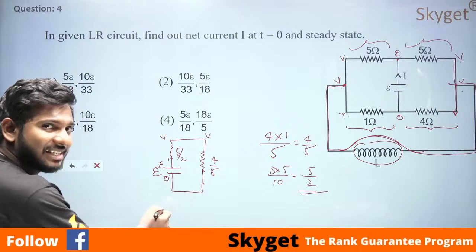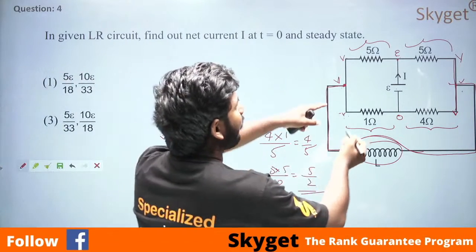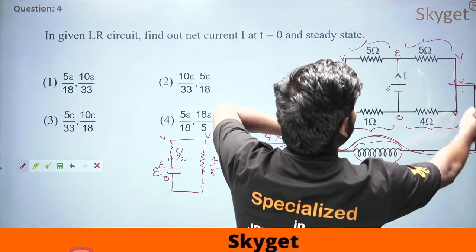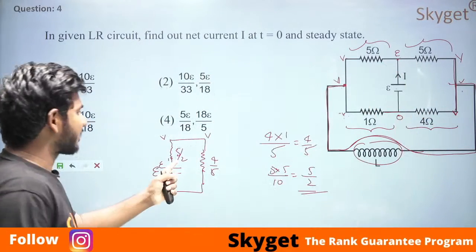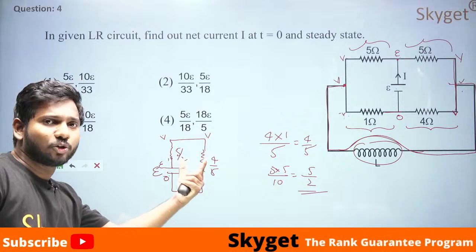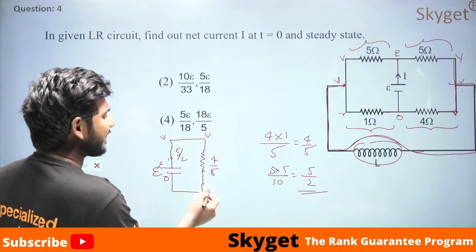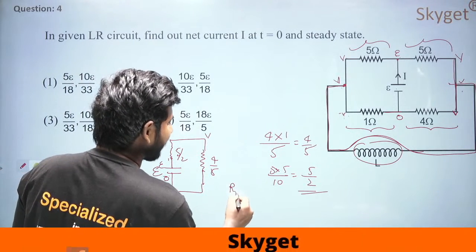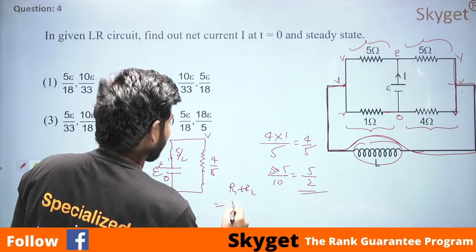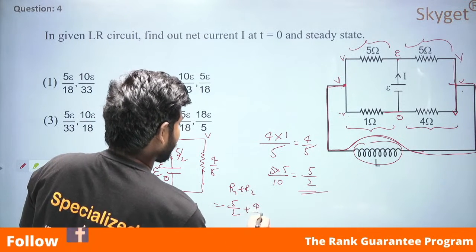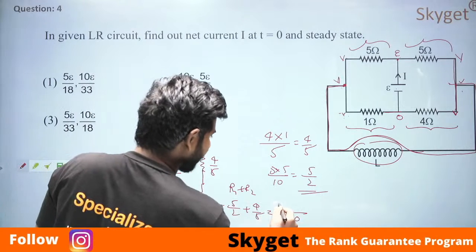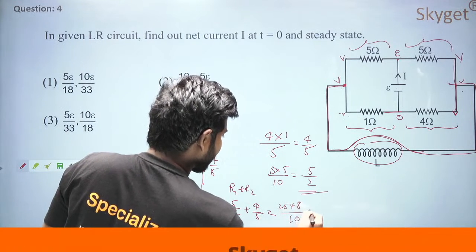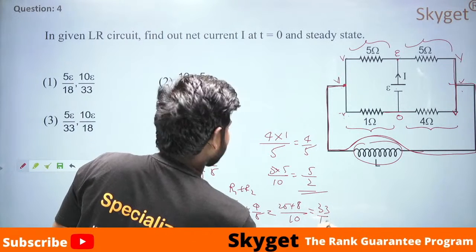If they can be considered in series, the same current flows here. Whatever current flows here will have to come back and flow in these two resistors. So the same current flows here, so we can consider them to be in series. If they are in series, what will be the effective resistance? R1 plus R2, that will be 5 by 2 plus 4 by 5. If we take the LCM here, 25 plus 8, that is 33 by 10.